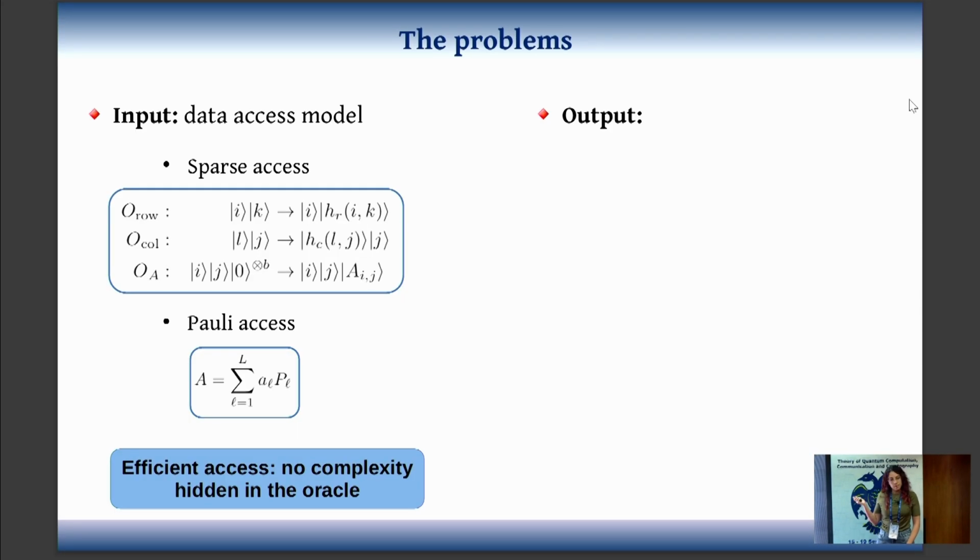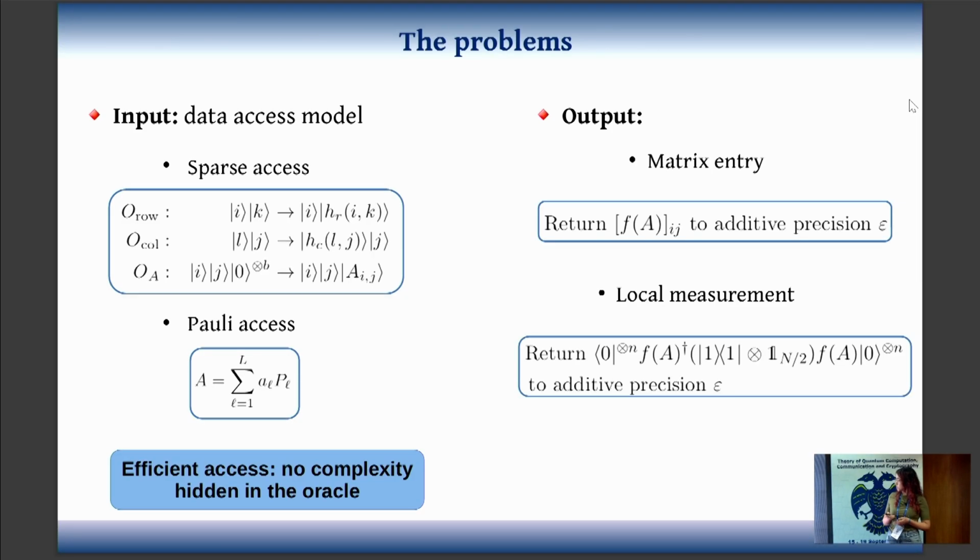So this is important. All the time I'm talking about efficient access to this data, so there's no complexity hidden in the oracle, in how you build the oracles. And for the output, we also consider two problems, very simple to formulate. The first one is the estimation of a matrix entry of your function.